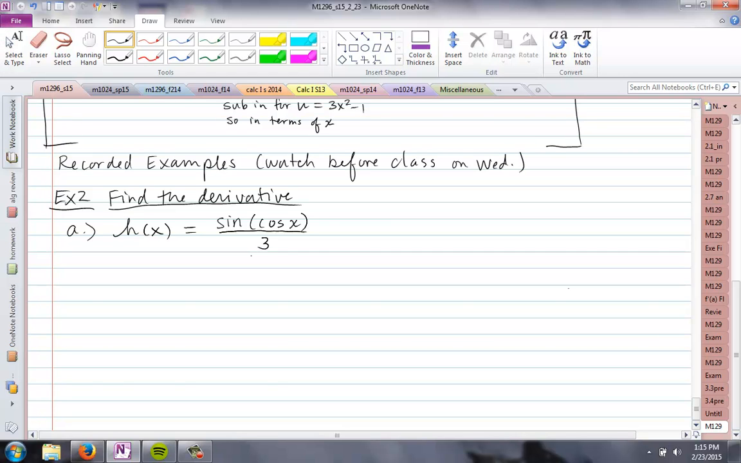So we should be looking at how to do this with a big picture. And notice that we do have a quotient, but it's divided by 3. So the preferred way to do this problem actually is to treat this as 1/3 times sine of cosine x. Then we can use the constant multiple rule for the times 1/3, and then we just have to handle the sine of cosine x.